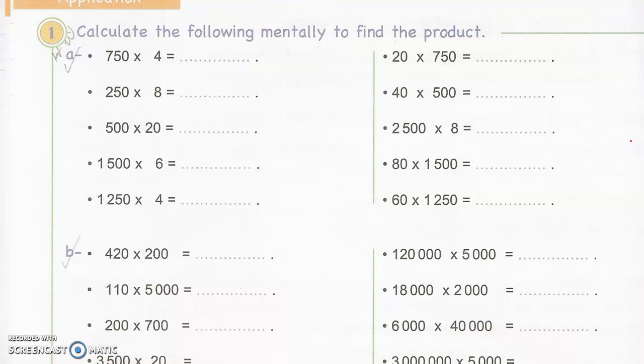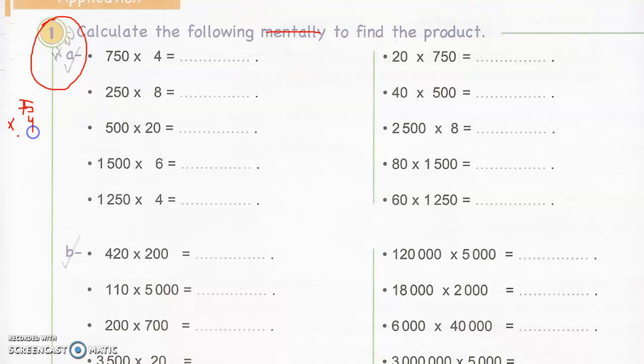Let's start now with exercise 1 part A. Calculate the following mentally to find the product. Okay? It's not mentally, we can arrange. Cross out the word mentally. 750 times 4. First step, in order to multiply them, when you see the 0, first skip this 0. Just arrange 75 times 4 and place the 0 at the end.